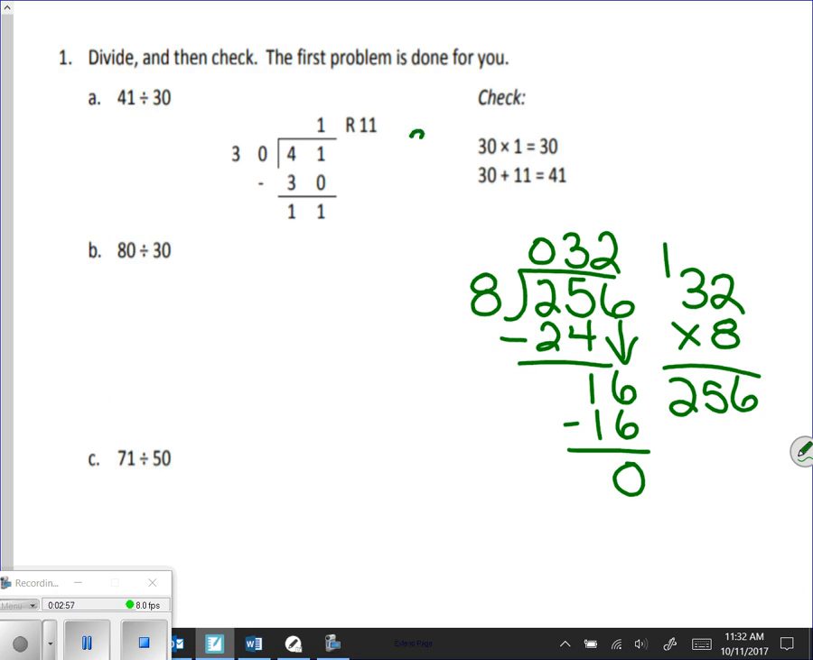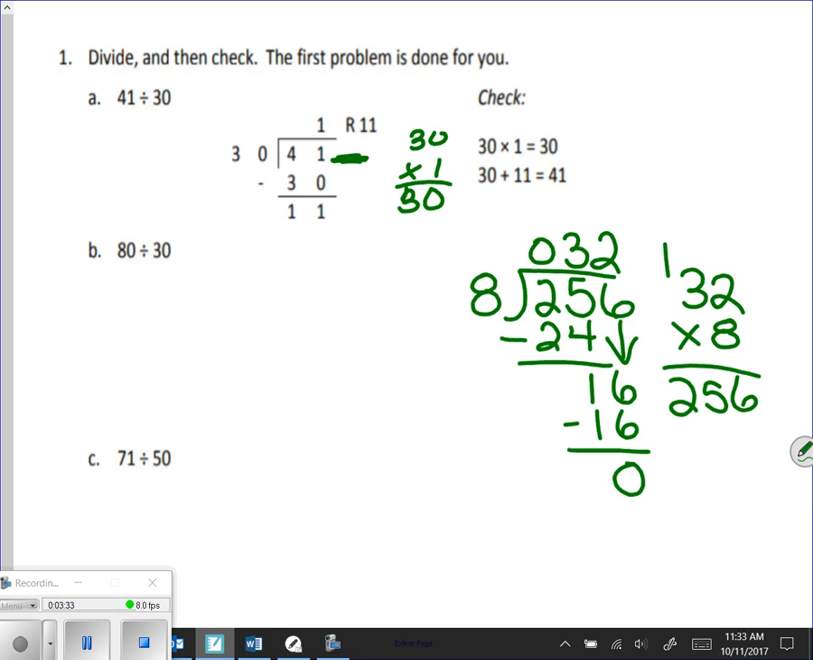So 30 times 1 is 30. So that's how they were able to figure this out. 1 times 30 is 30. Subtract it, you get 11. Your remainder after you subtract always has to be smaller than your number on the outside. If it's not, then you messed up. There's nothing else here to bring down. So now you're finished. So that's where the remainder comes from.